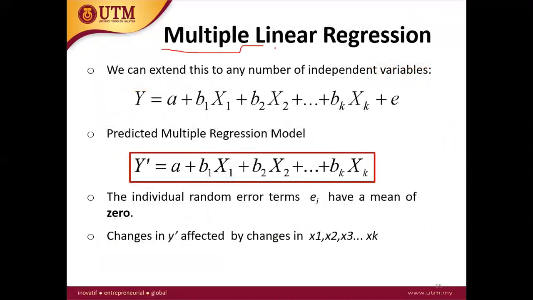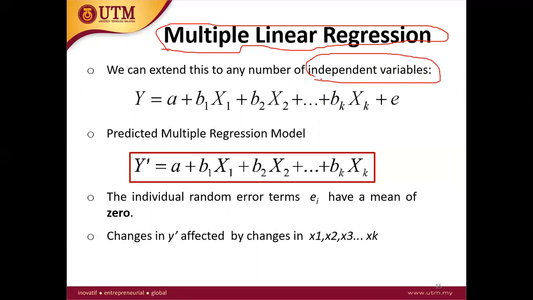So we go to the multiple linear regression. For multiple linear regression, the difference is the number of independent variables that we use to construct the predicted multiple regression model. So now we have K independent variables. K maybe 1, maybe 2 at least, 2, maybe 3 or more.